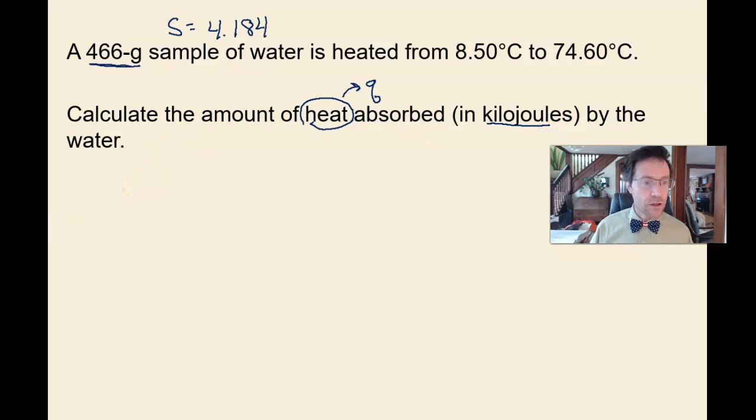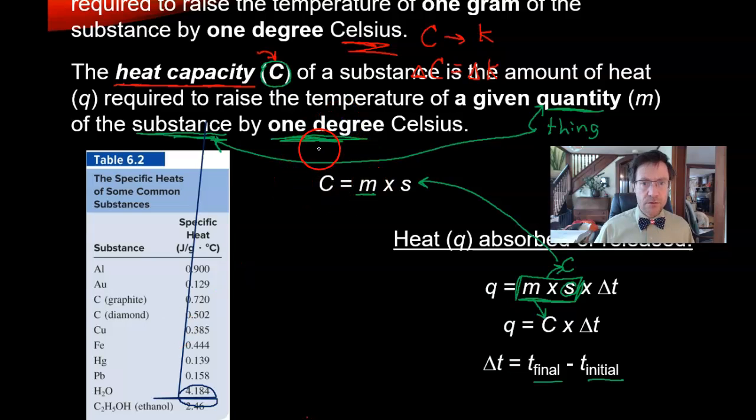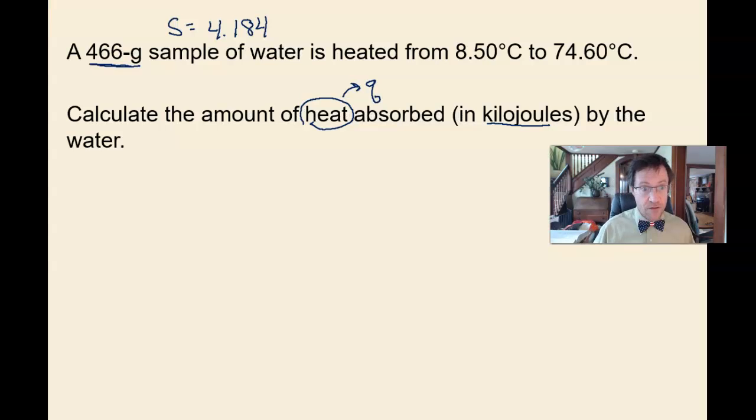Man, I know this one. Look, check this out. We got this right here, this one. Q equals MS delta T. I like to say C just because I'm used to it. Q is MC delta T. And delta T is final minus initial. Dude, we got everything we need right there.